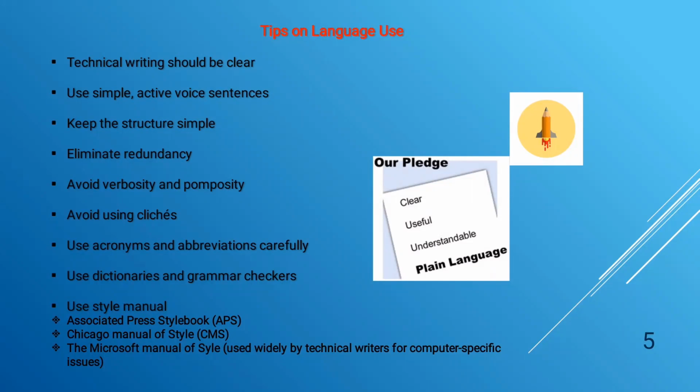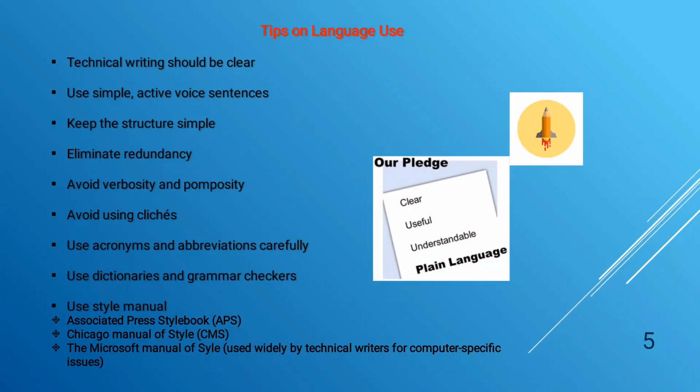The next tip says use style manuals. When you use a style manual, it helps the writer to follow the rules and conventions of writing. We all know that technical writing often follows a standard format or style. So writers from academic institutions, professional organizations and corporations use these style guides.